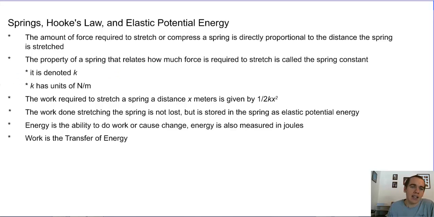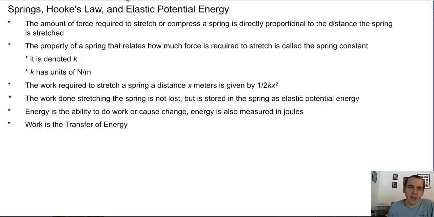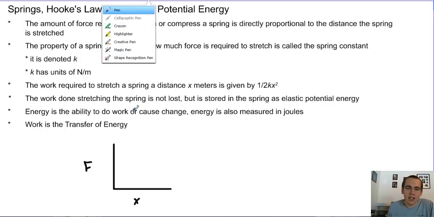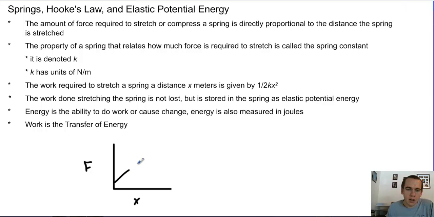And you noticed that because you had to create a graph, and the graph had force on one side, and position or distance that the object stretched on the other. So we had force over here and distance down here. And you saw a line that started down in the bottom left and went up like this. Now that line denoted how much force it took to stretch the spring each distance that you pulled it. And it was a nice straight line. That tells us it's a direct proportionality.